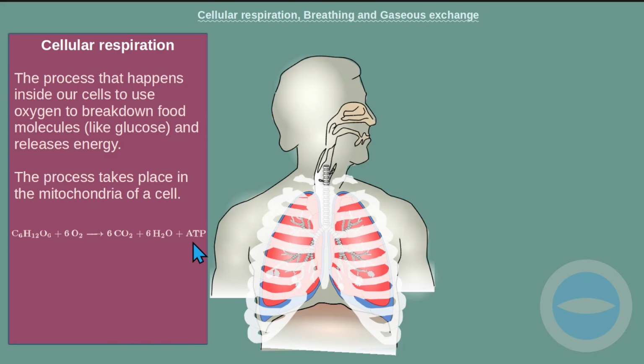ATP is a form of energy. The energy that we use on a daily basis, called ATP, is produced during cellular respiration. And then breathing.